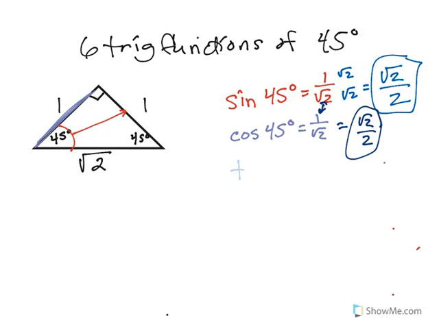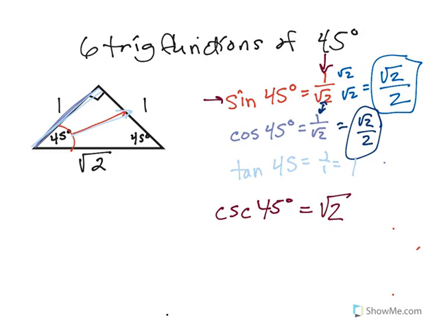And then we get to the tangent. So the tangent of 45 is opposite over adjacent. Well, it's just 1. Great. Now let's do the other ones. If I'm going to do the cosecant of 45, remember, cosecant is the reciprocal of sine. My original was 1 over radical 2. If I flip that, I just get radical 2.